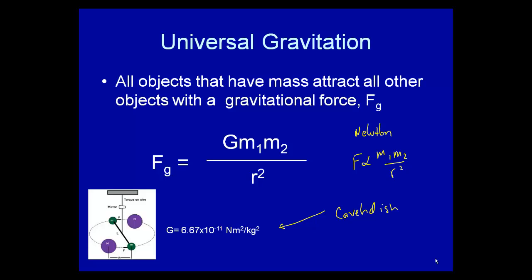Then he repeated it thousands of times, and what he found out was the same constant always showed up, 6.67 times 10 to the negative 11th newtons times meter squared divided by kilogram squared. That is a very, very small number. His measurements were incredibly accurate.